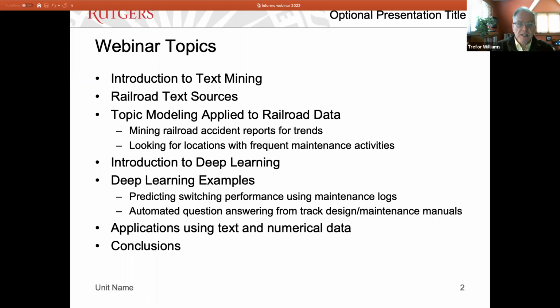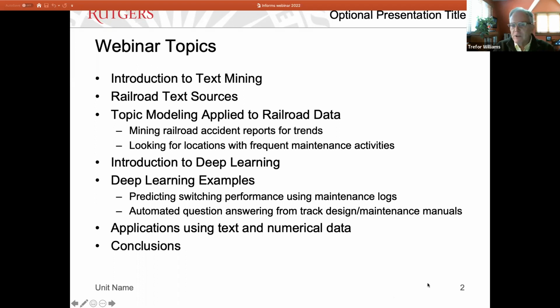The second thing is that we went further with the text mining, in that there have been some really interesting advances in deep learning the past few years. So I'm going to give two examples of deep learning. When I say introduction to deep learning, I'll just touch on the basics. Some of the models are extremely complex, but the nice thing is that there's a lot available open source, and even a civil engineer like myself who's not a programmer can use some of the different things. I give a couple of examples of predicting switching performance, knowing the maintenance activities that are going on.